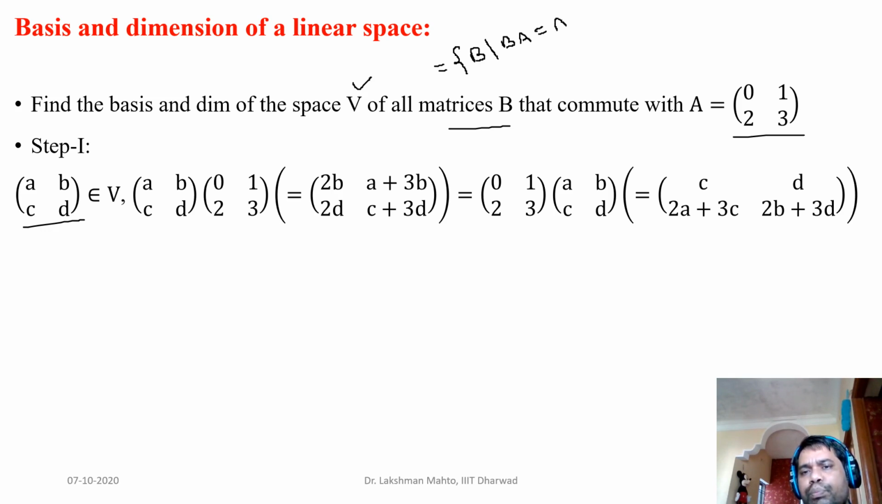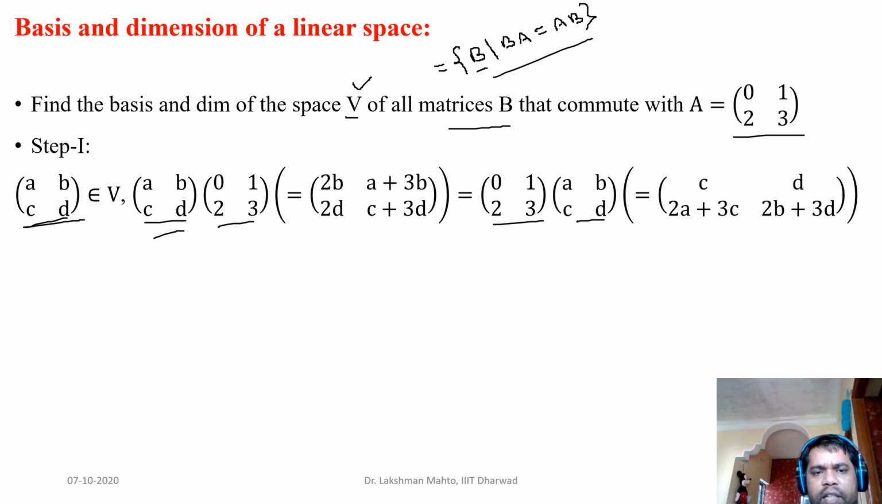So this is V. It is the collection of all 2 by 2 matrices which commute with A. In V we will take any general 2 by 2 matrix, and we will try to express this matrix as a linear combination of some special elements from V. Because this matrix is coming from V, definitely this matrix will commute with A. So this matrix times A equals A times the same matrix.